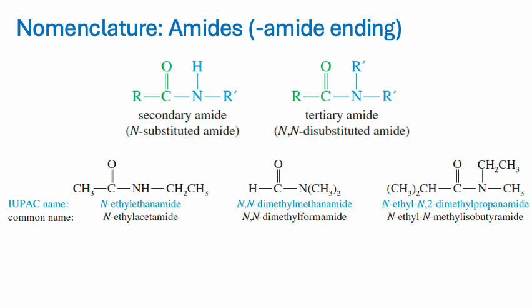So the base of this molecule is 2-methyl propanamide, and then the amide part is N-ethyl, N-methyl. So I actually have 2 methyls. One's on the nitrogen and one's on carbon 2. So if we put all this together, it's N-ethyl, N,2-dimethyl propanamide. That's a tricky one.